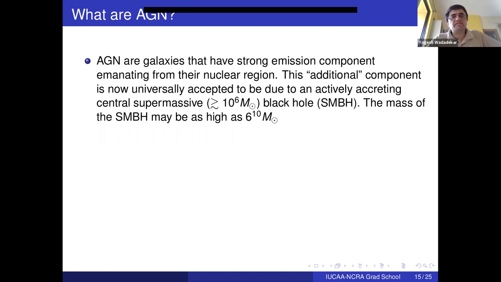The mass of the supermassive black hole, this is a typo here, it should be 6 times 10 raised to 10 solar masses. So that's the mass of the most massive supermassive black hole known. Very roughly, if you would just want a ballpark figure to remember, the masses of supermassive black holes are between 10 raised to 6 to 10 raised to 9 solar masses. The higher mass black holes have not been confirmed. Their mass measurements are not very robust. So you should take those measurements with a pinch of salt.